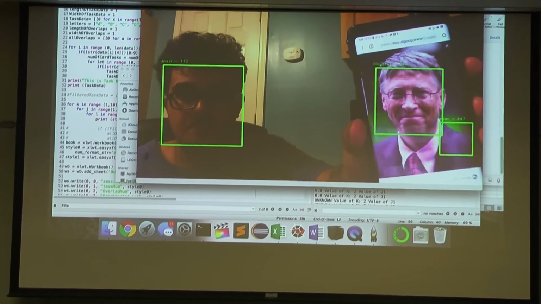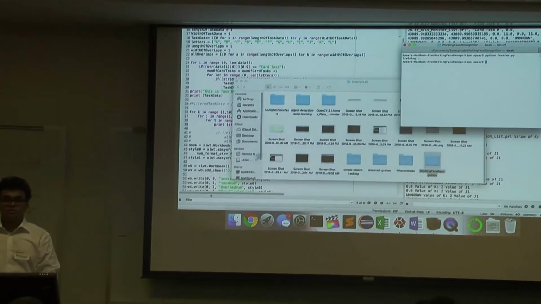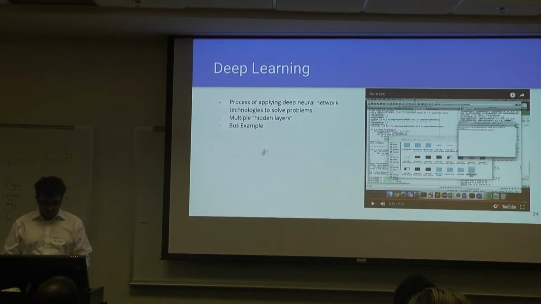Are you using Darkflow or any kind of framework? I'm using TensorFlow. Yeah. All right.